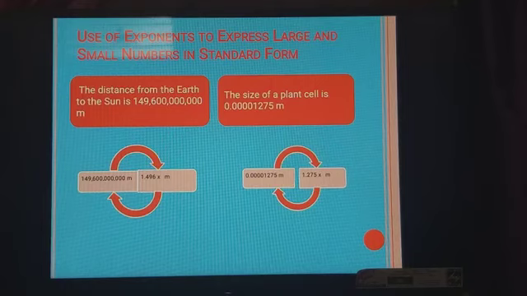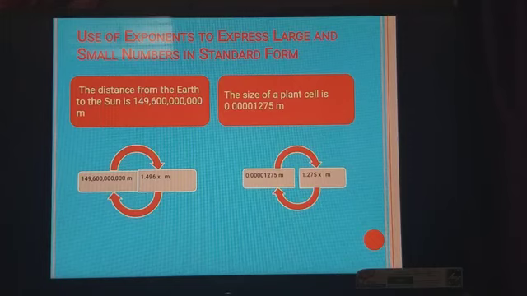So our next concept is the use of exponents to express large and small numbers in standard form. In our earlier classes we have seen lots of large numbers expressed in exponential form, but in this class we will see lots of small numbers. For example, the size of a plant cell, the size of an electron, the weight of an electron. This is a very small number but in a big expanded form. So we can use the exponential form to express this concept.